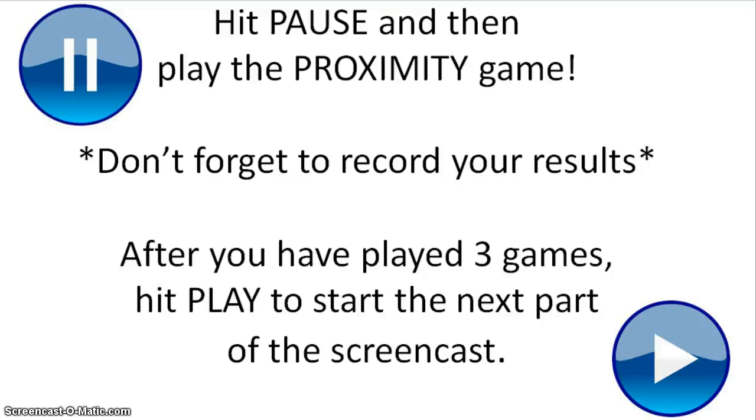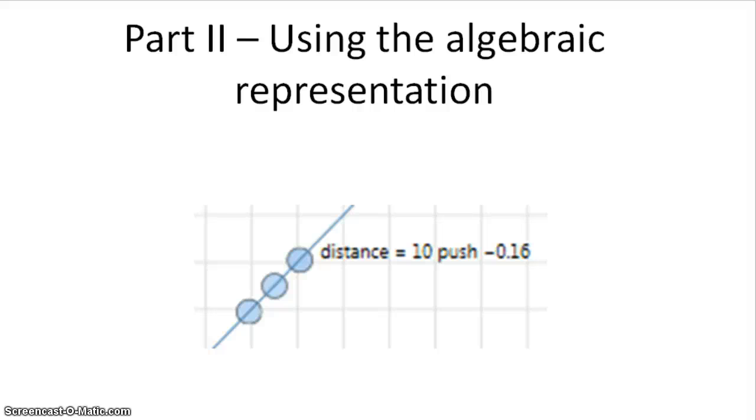Now hit pause and start to play the Proximity game. Don't forget to record your results. And after you've played the game 3 times, come back to the next part of the screencast. Did you make it to the Sneezy level? The representations should have helped to make the push prediction.